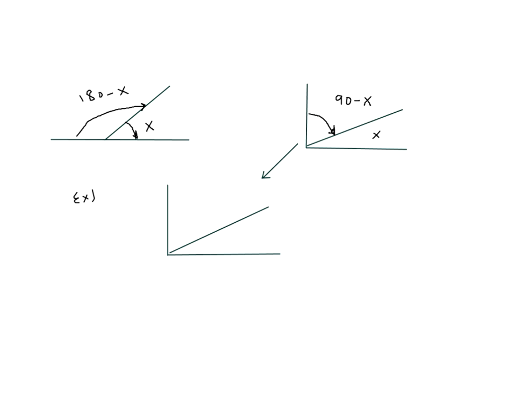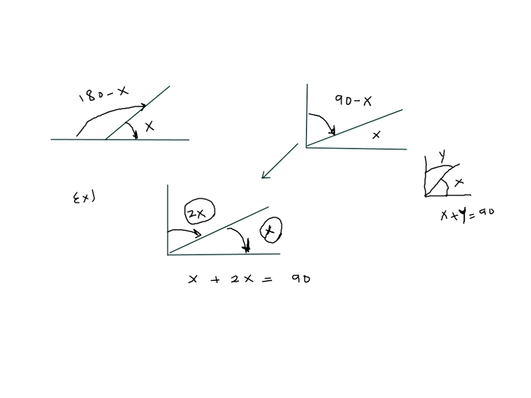If one is twice the other one, and I call this x, the other one must be 2x, right? And if they're complementary, if this is x and this is y, they add up to 90 degrees. So in this case, these angles should add up to 90 degrees. x plus 2x is equal to 90. So can somebody tell me what's the angle? What is x? 30. It would be 90 divided by 3, right? 30.